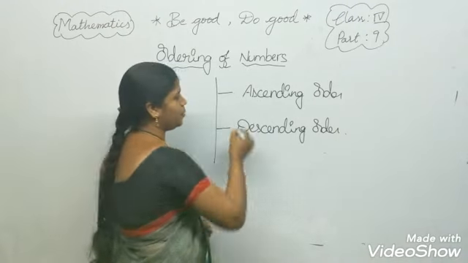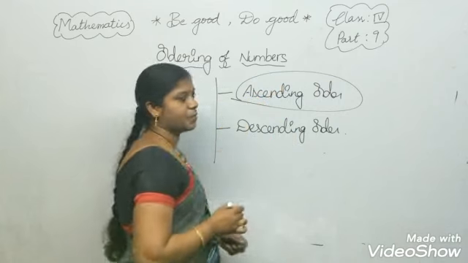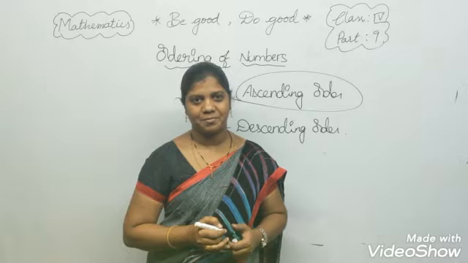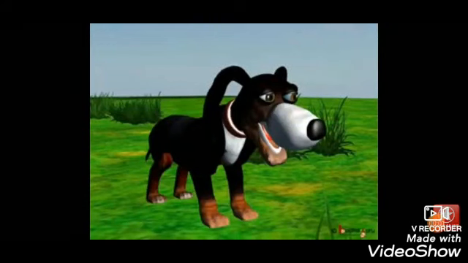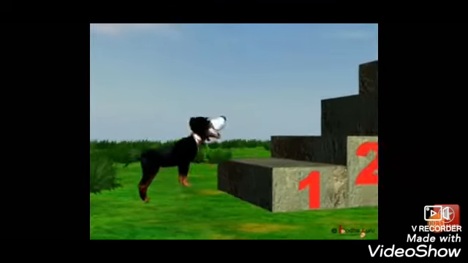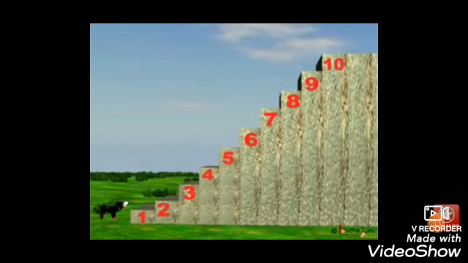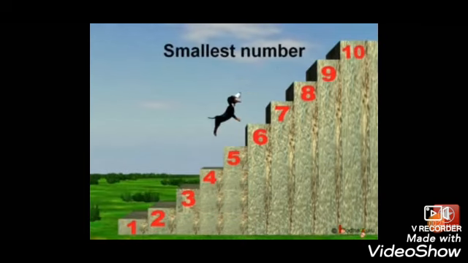Today I am going to explain about ascending order. What is ascending order, children? Watch this video. Tommy the dog saw the bones on the top of the staircase. It climbed up in a hurry to get them. The number of stairs were written as 1, 2, 3, 4, 5, 6, 7, 8, 9, 10.